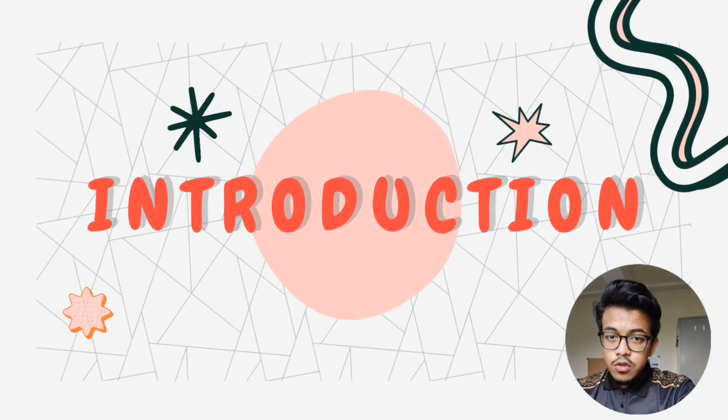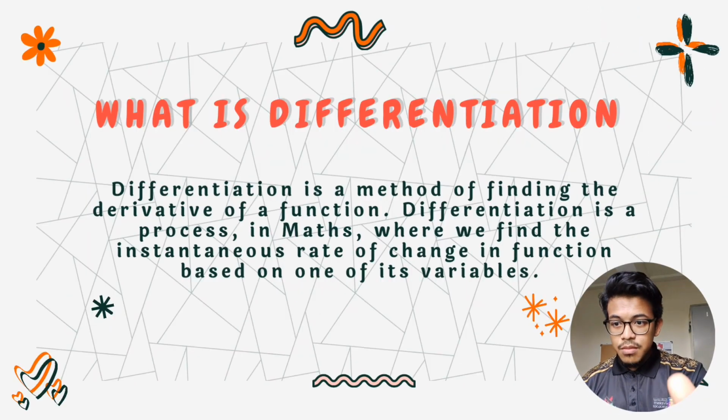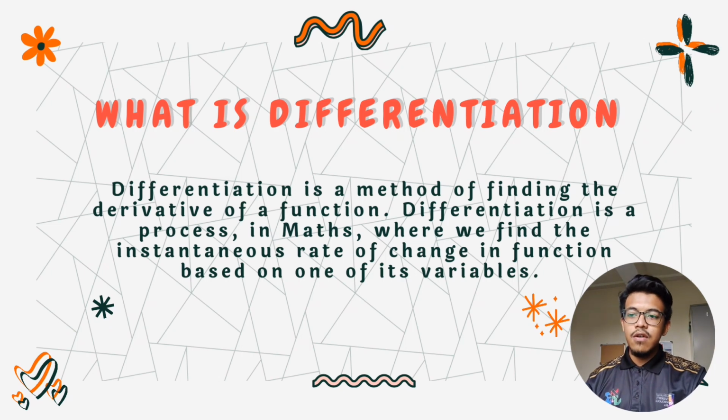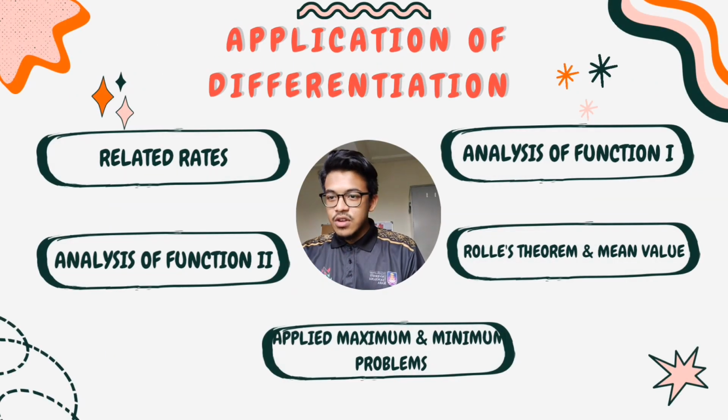Before we move on to our main focus, which is applied minimum and maximum problems, I would like to share a bit about what differentiation is. Differentiation is a method of finding the derivative of a function. In maths, differentiation is used to find the instantaneous rate of change in a function based on one of its variables. There are 5 applications of differentiation.